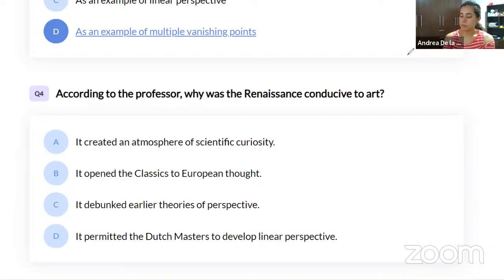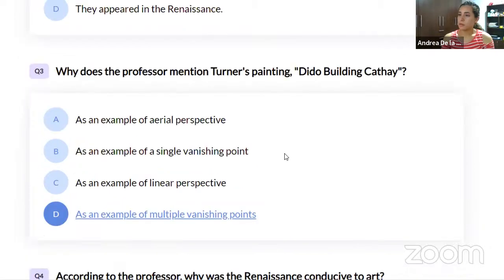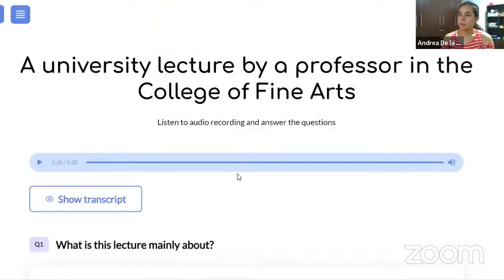Anyone? You have to guess if you don't know, so which one would you choose? I think it was somewhere here, right? Maybe we can play this part again.